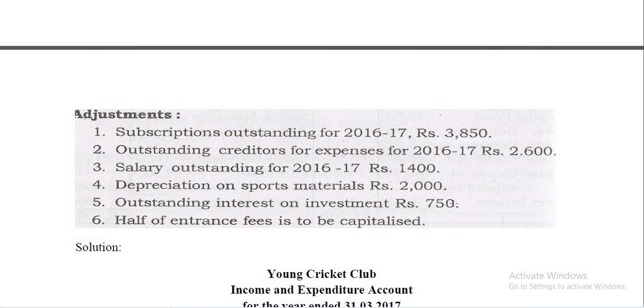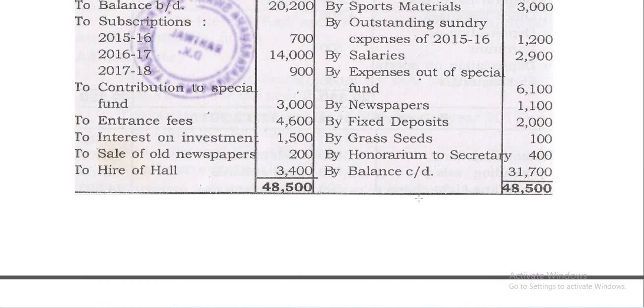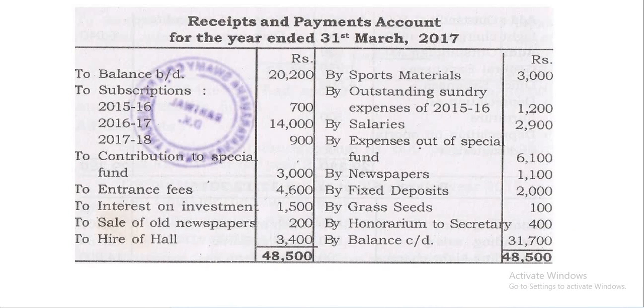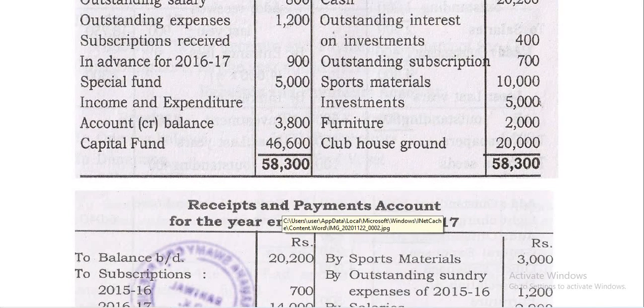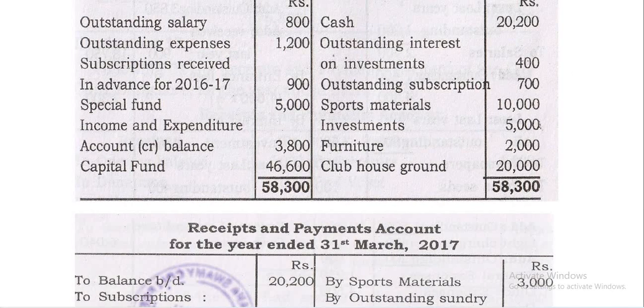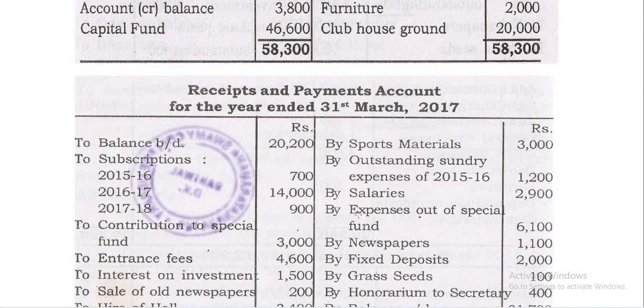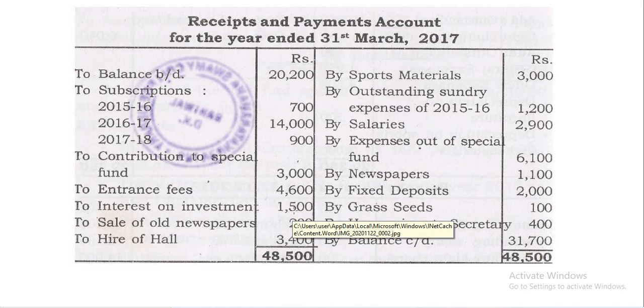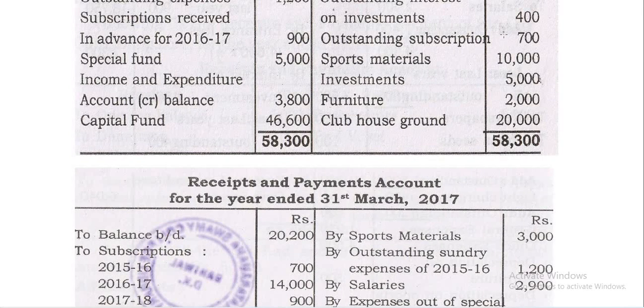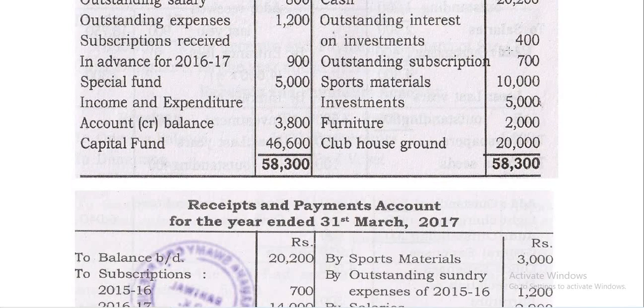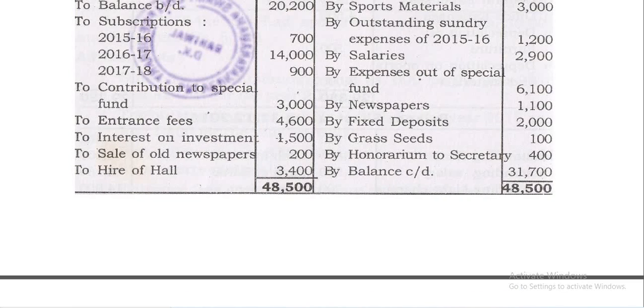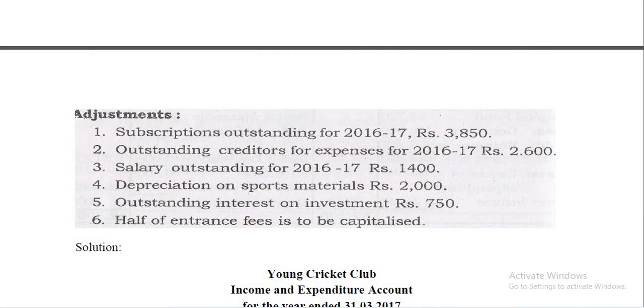Outstanding interest on investment 750. Interest on investment 1,500 is given. In the opening balance sheet, you have to find out outstanding interest on investment, 400. That means interest on investment received, 1,500, includes 400 for the last year. So 400 should be deducted from 1,500. Then still receivable 750, that should be added.